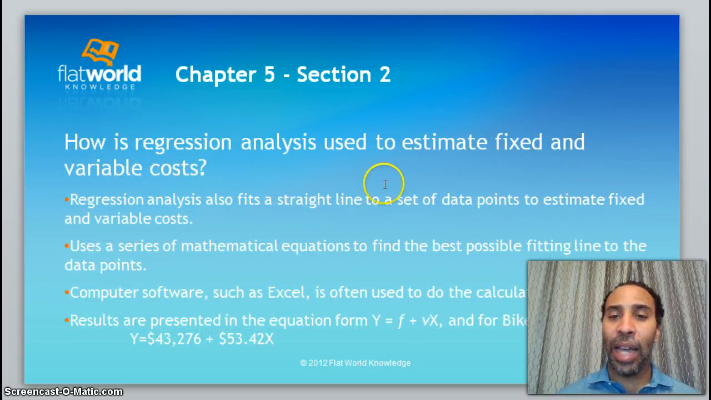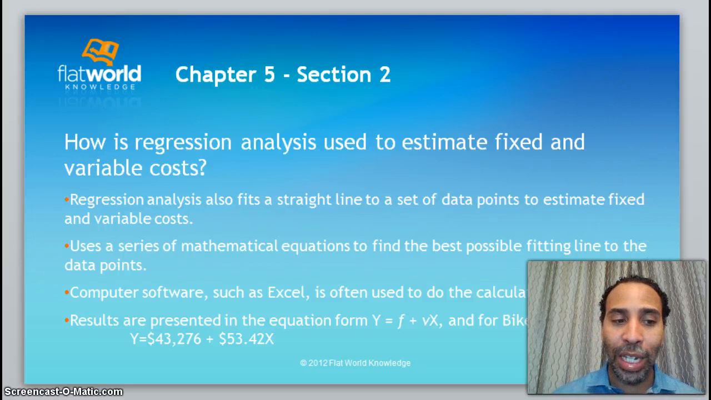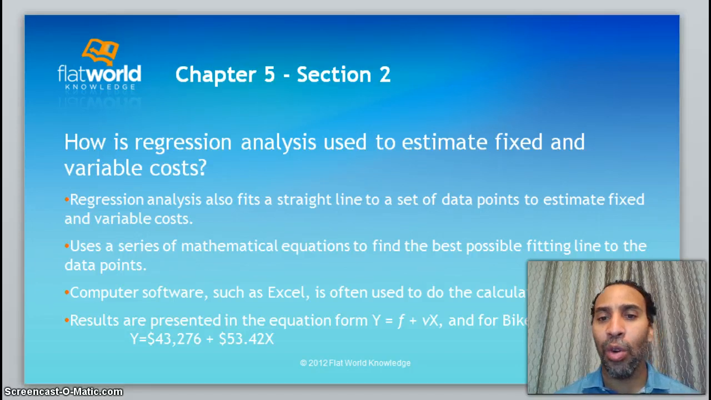So how is regression analysis used to estimate fixed and variable costs? Regression analysis also fits a straight line to a set of data points used to estimate fixed and variable costs. It uses a series of mathematical equations to find the best possible fitting line to the data points. Computer software such as Excel is often used to do the calculations.